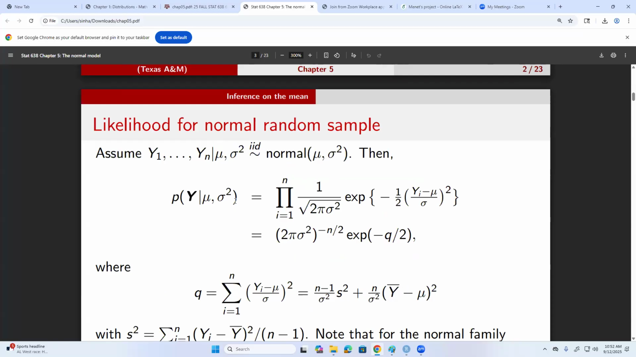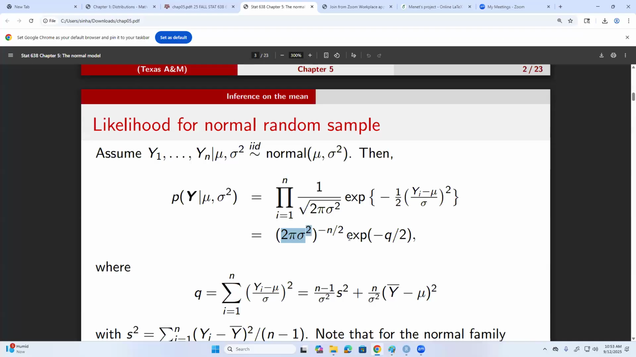So what is the joint density function, or you can say likelihood function, based on the data? It is the normal density function evaluated at y1, y2, yn, and take the product over i. Now, if you take the product, after simplification, what happens? This first term is a constant term. So it is raised to the power n over 2, and I can write it as 2 pi sigma squared to the power minus n over 2, because it was in the denominator.